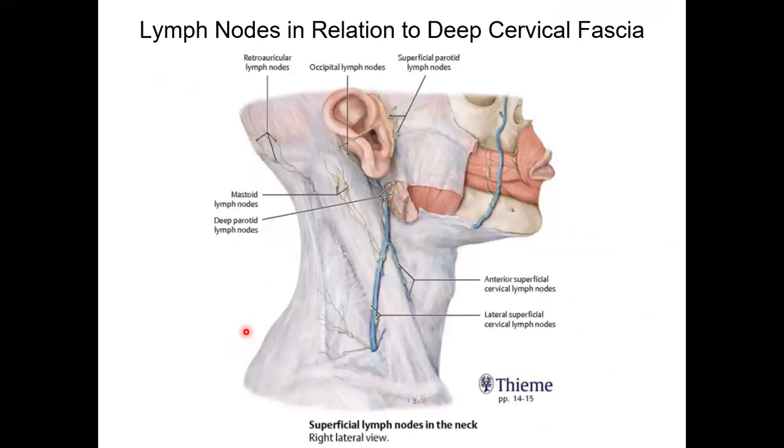What was important about this? Lymph nodes and the deep cervical fascia. This is really just showing the lymph nodes again, but in a different picture. Maybe just pointing out that you have anterior and lateral superficial cervical lymph nodes. So just knowing where they are and knowing that these are the more superficial lymph nodes as opposed to the deeper lymph nodes.